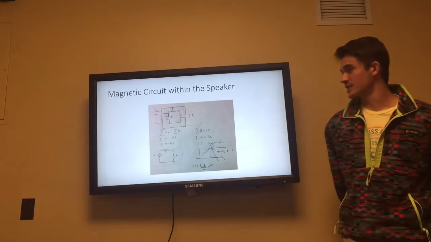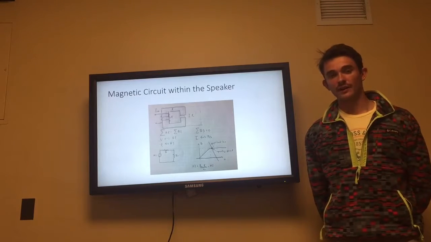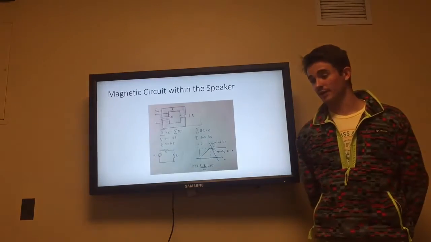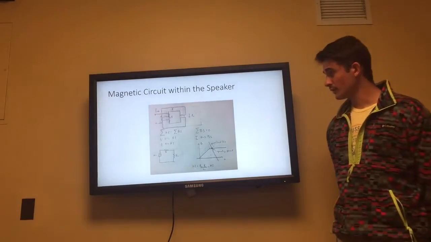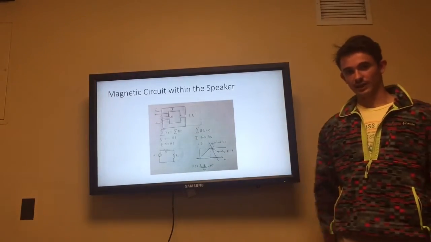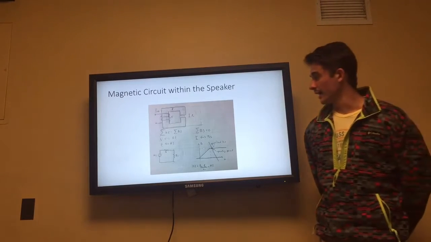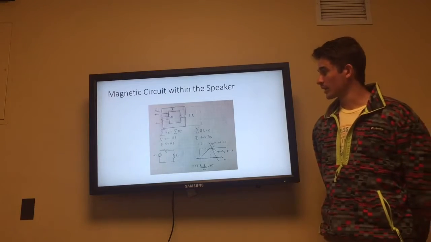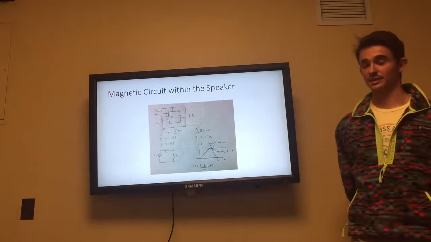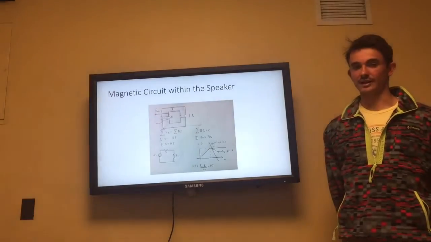Alright, so now let's move on to the speaker itself. There is a magnetic circuit within the speaker: a coil wrapped in a cylindrical fashion around an electromagnet, and there's also a permanent magnet it sits within. We're going to take a look at a typical magnetic circuit and how it can be replicated as an electric circuit, and the IV characteristics and BH characteristics, to see how they're analogous.